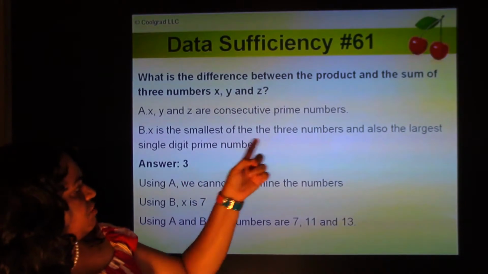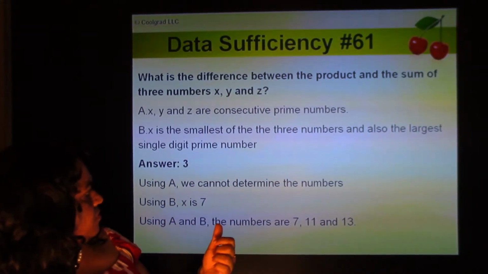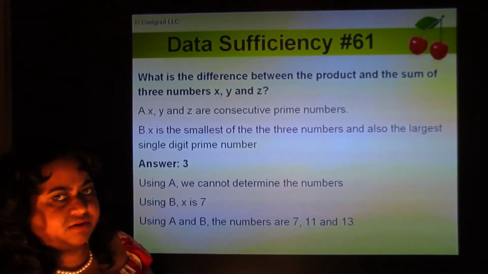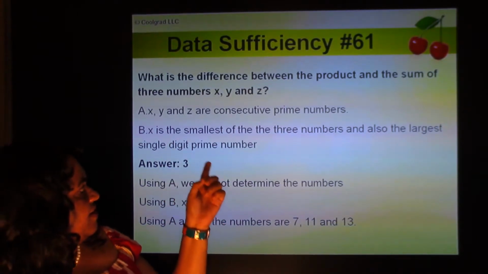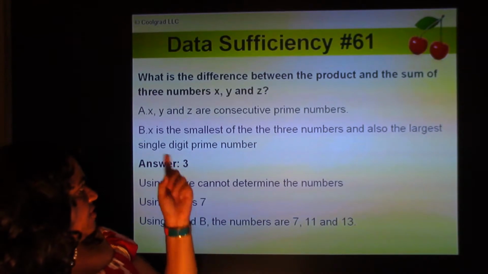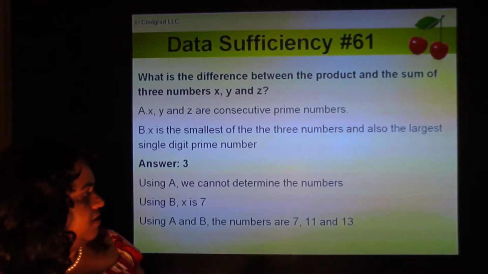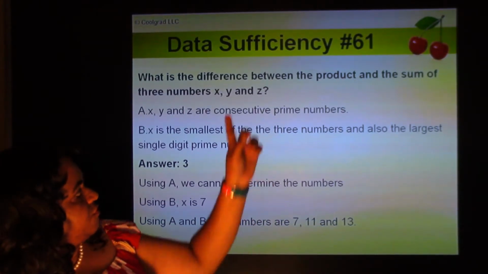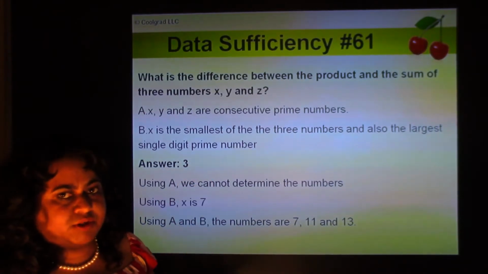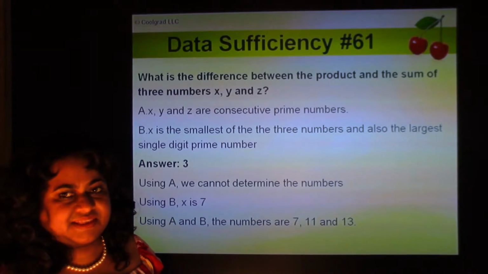Statement B: x is the smallest of the three numbers and also the largest single digit prime number. So what is the largest single digit prime number? 7. So x is 7, but B alone is not enough. But using both, we know x is 7 and the consecutive prime numbers are 7, 11 and 13. So we got the three numbers. So we find the product and the difference between the product and the sum of these numbers. So using both the statements, we can solve this problem. So we need option 3.